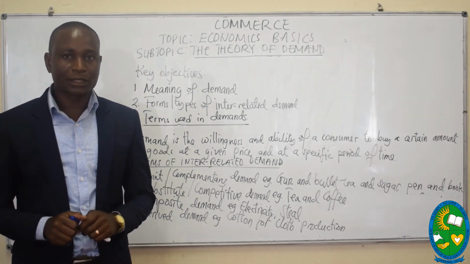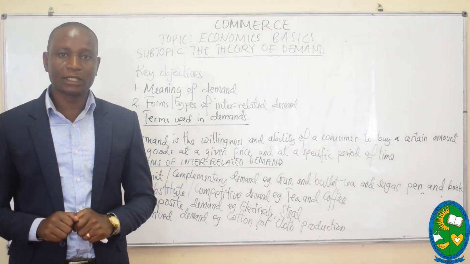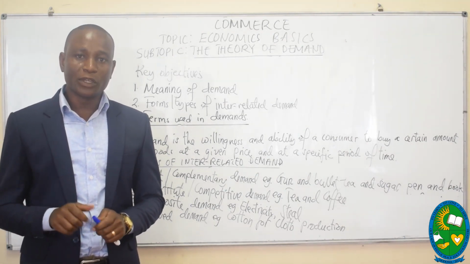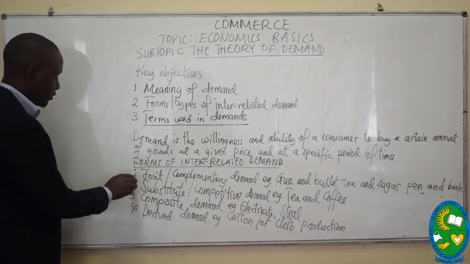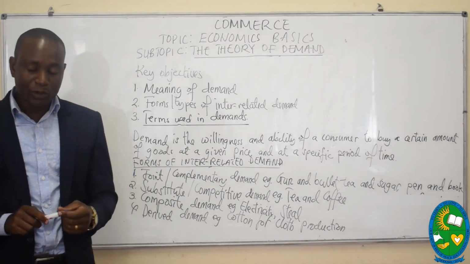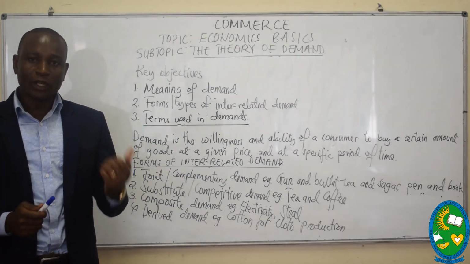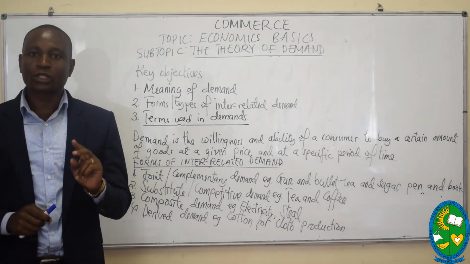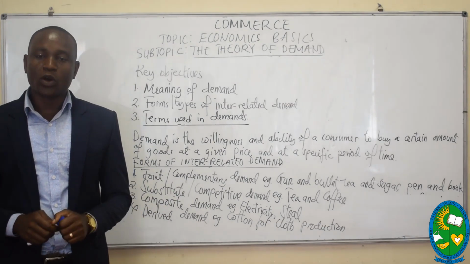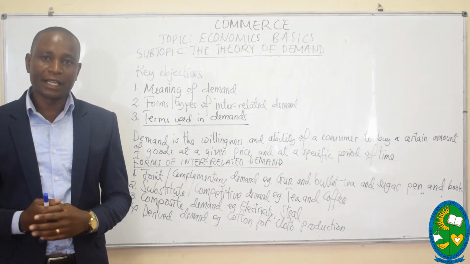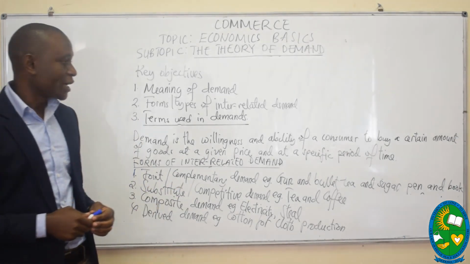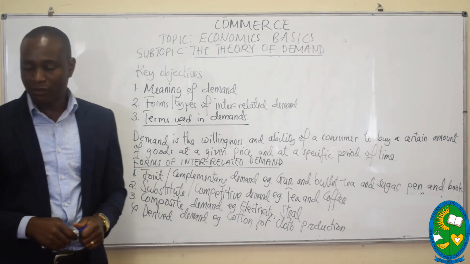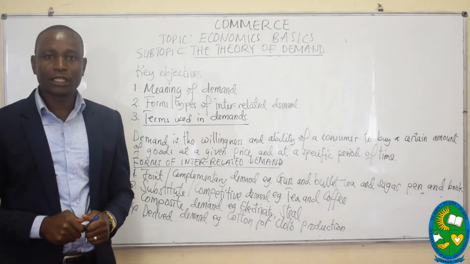Now let us go and check on the second part of our key objectives, that is forms of interrelated demands, or types of interrelated demands. The first one is joint demand or complementary demand. Joint demand or complementary demand is the type of demand where 2 or more commodities are demanded together to satisfy human wants or needs. Examples of joint or complementary demand are gun and bullets, book and pen, tea and sugar, and chair and table.